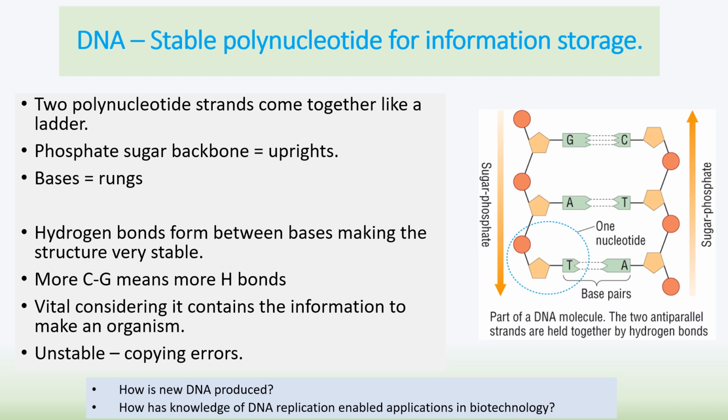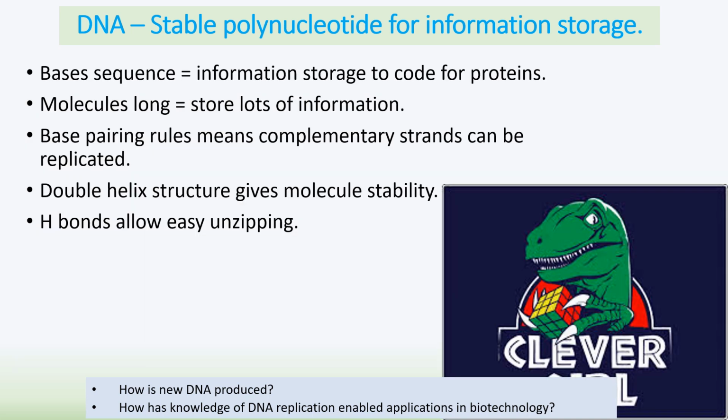an issue. So it is important because it is the base sequences which code for amino acids and then for proteins. The molecule is extremely long, so it can have lots of information. Base pair rules mean that you can copy and replicate the DNA. The double helix structure gives it more stability, and the hydrogen bonds give it stability, but they're easy to unzip to allow replication.